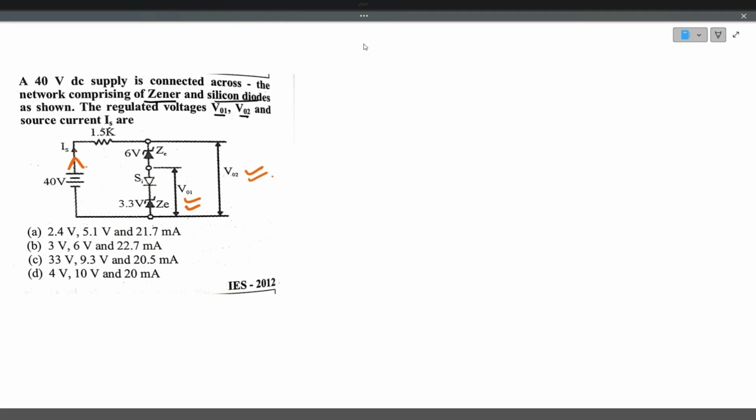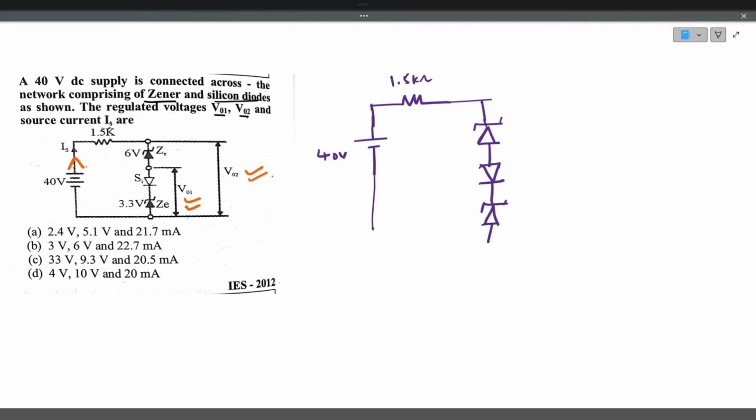Here, if you observe, the cut-in voltage of the Zener diode will read out the circuit. This is the 40 volts input voltage, this is the resistance 1.5 kilo ohms, and this is the Zener diode Z1. This is a silicon diode and this is again a Zener diode. Two Zener diodes are placed, and he's asking to find out the output voltage here.